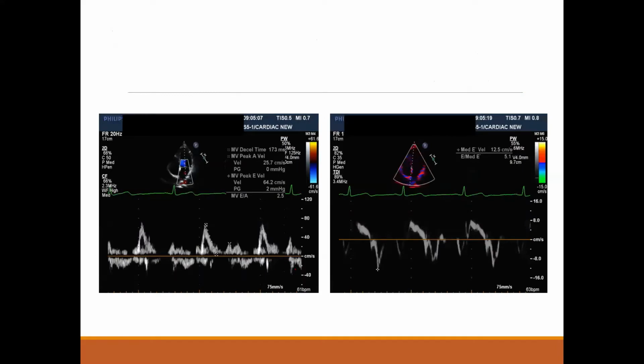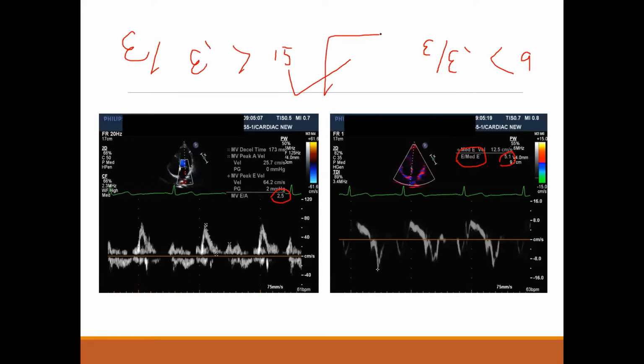Now look at this one here. You have E over A is 2.5, and you have E over E prime, which is 5. So that is normal, because we said if E over E prime is less than 9, that is normal. If E over E prime is more than 15, that's abnormal, and we need further search if it is in between. So this is 5, so this is normal.